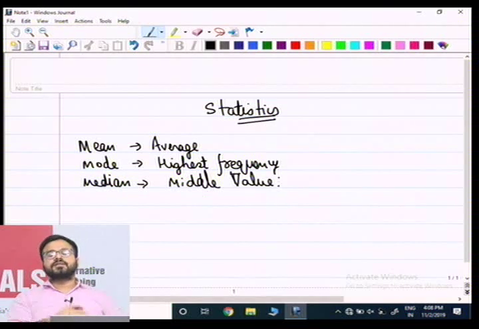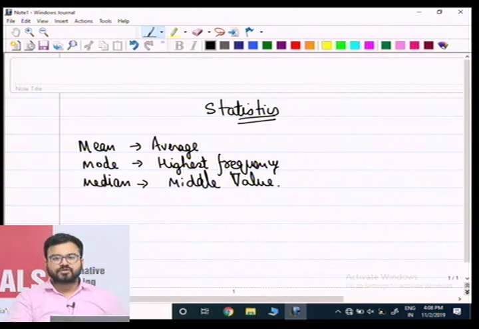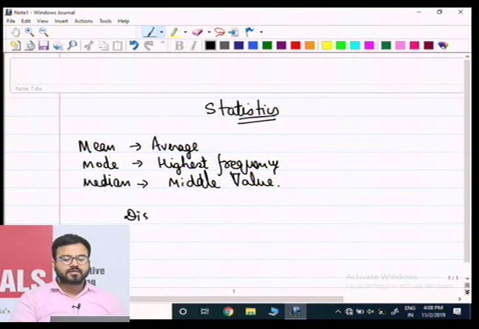So these are the three things which you have studied in the 9th class, but only the basic types of questions were there in the 9th class. And most of the questions were of discrete data. There are two types of data: discrete and in class interval.